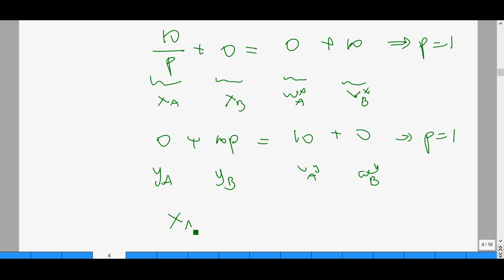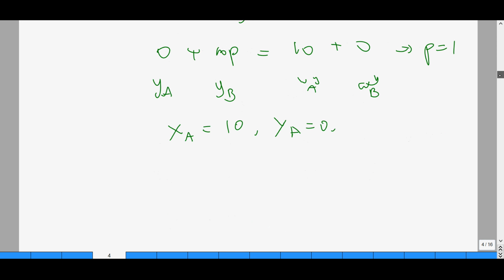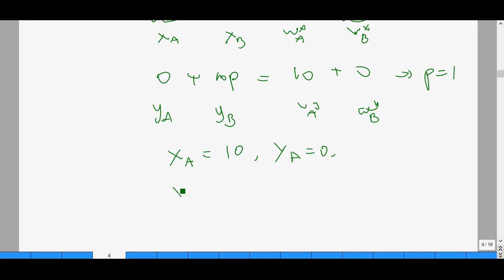So p is 1, xa is 10 over 1, so it's 10, ya is 0. This order is really bad. xb is 0, yb is 10p, which is 10. So this is just the Pareto efficient point. There's only one Pareto efficient point. So the third one is even easier. You only need to write that there is only one Pareto efficient point.